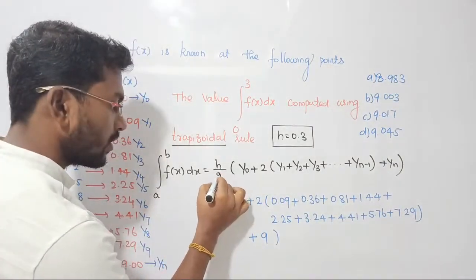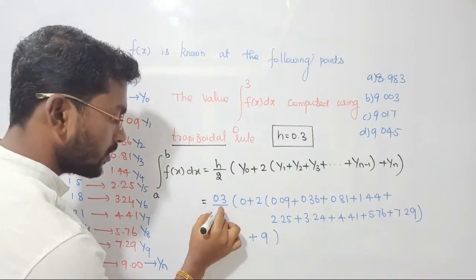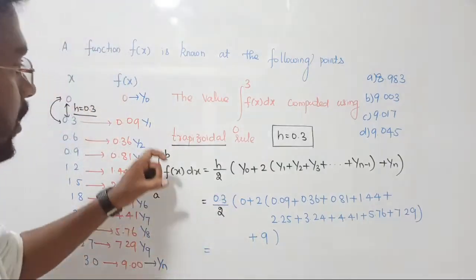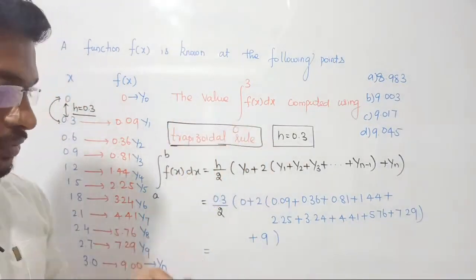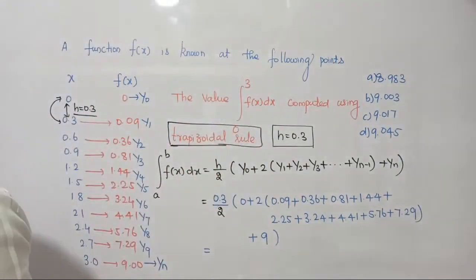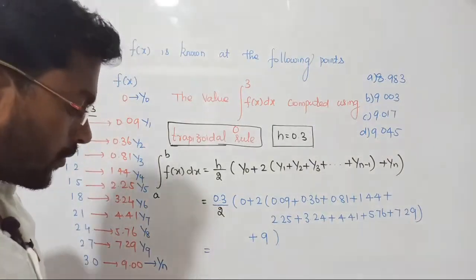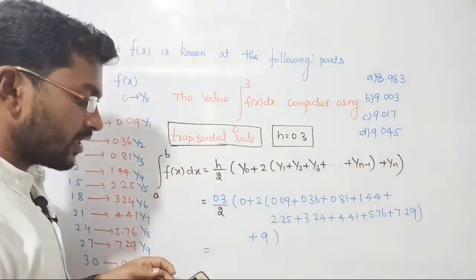Because we had Simpson 1/3 earlier, I forgot this 2. It is h by 2 only. We are in the trapezoidal rule. In trapezoidal we have h by 2, right? Not h by 3. Yeah, option D I'm getting. You please check it by yourself.